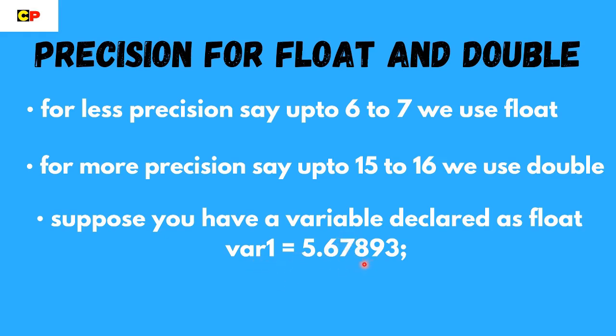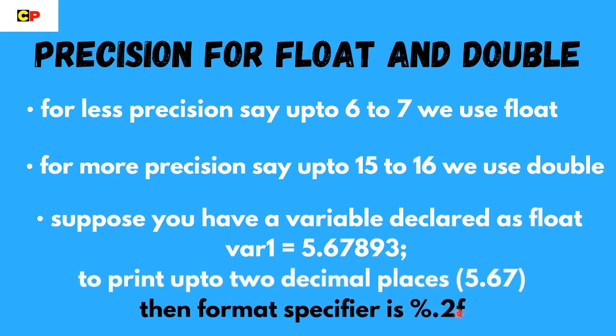Now suppose that you don't need to print this value up to this much precision or this many decimal places. Suppose you want to print only up to 2 decimal places, that means you want to print only 5.67, but you have stored the value of var1 as 5.67893. So to print this value from var1, we can use another format specifier, which is %.2f.